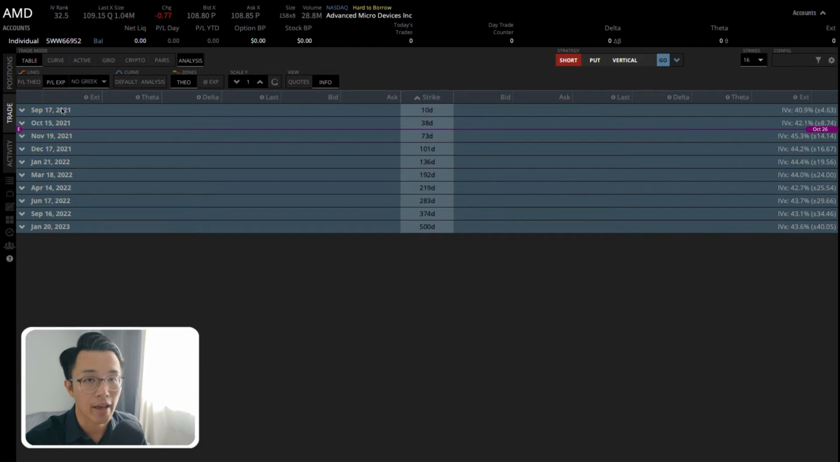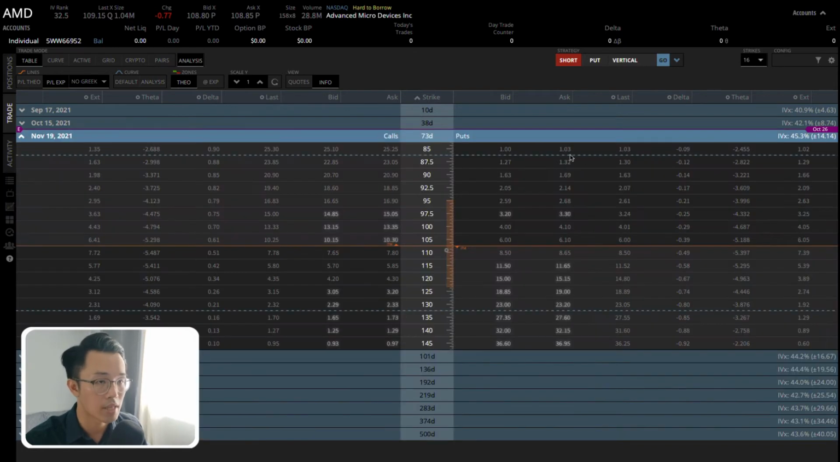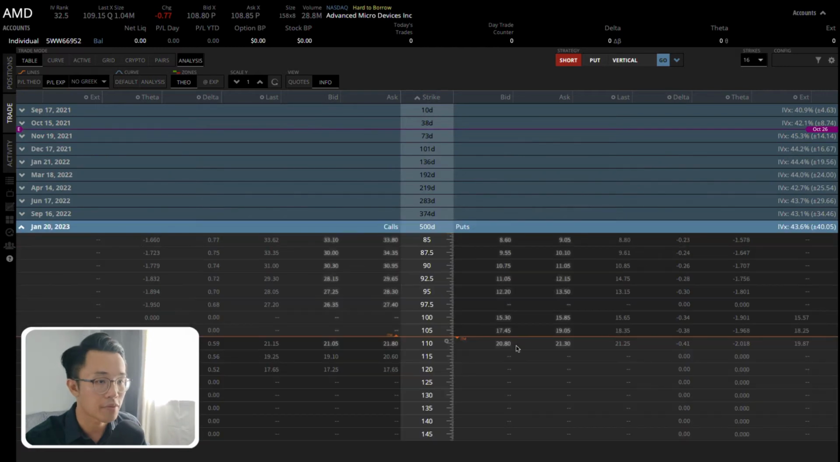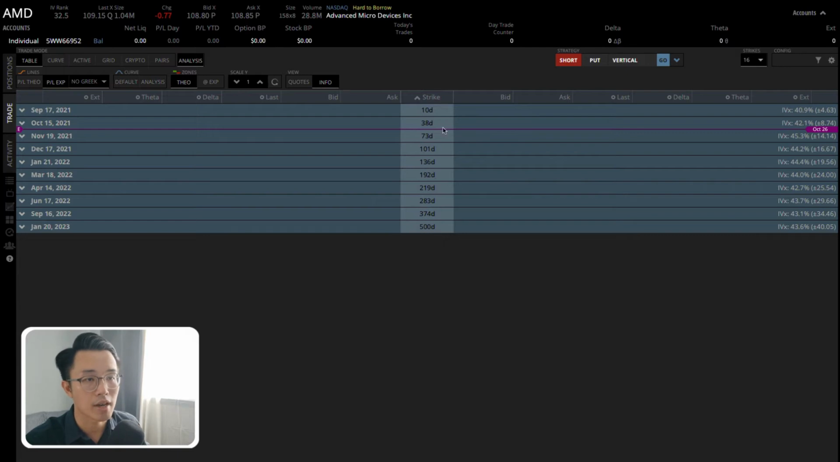These are the expiration dates of these options. So all of these options will expire on December 17, which is 101 days to expiration. These are 73 days to expiration. These are 500 days to expiration. So in the middle here, these are the days to expiration.